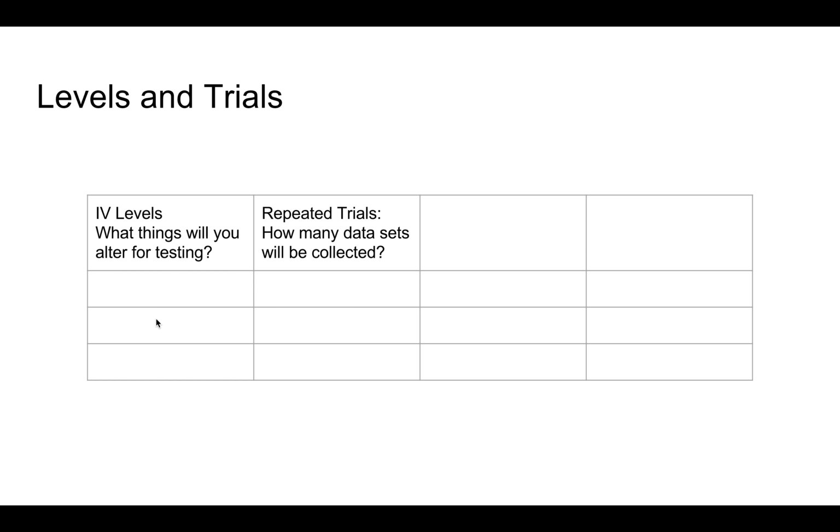But this is being very specific in what you're changing. If you're changing number of meanders, then 1, 4, 6, or 2, 3, 4, it's up to you. You're going to design your experiment. The repeated trials, how many data sets will be collected? I want to have at least 2 trials per IV level. So you need to at least have 2 here, 2 here, and 2 here. Again, ignore these columns on your paper.